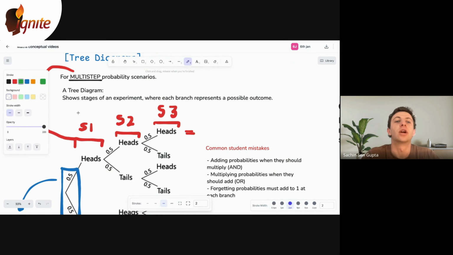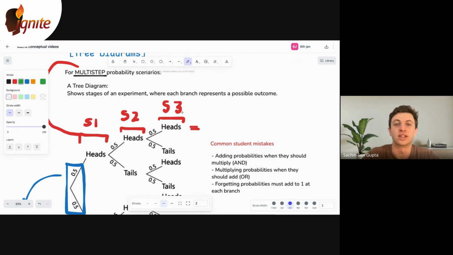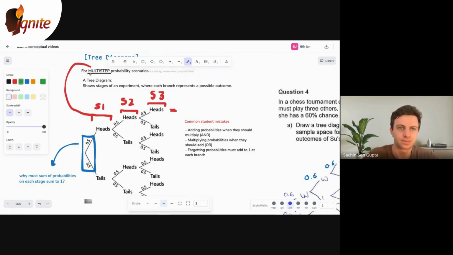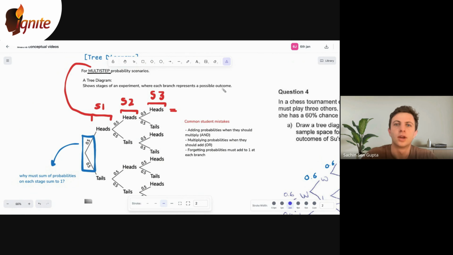So a tree diagram will show the stages of an experiment, where each branch represents a possible outcome. The first stage is where you can either flip a head or a tail, and we assume there's an equal chance of flipping a head or a tail. So it's 0.5, because you put the probabilities along the branch, and 0.5 this way.